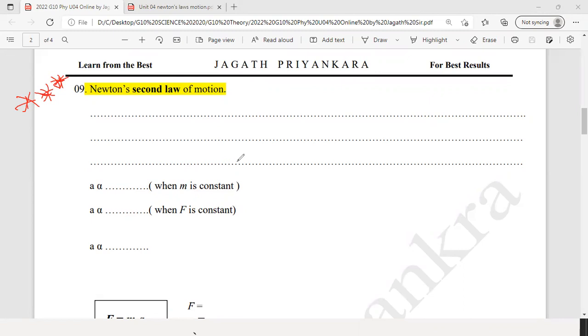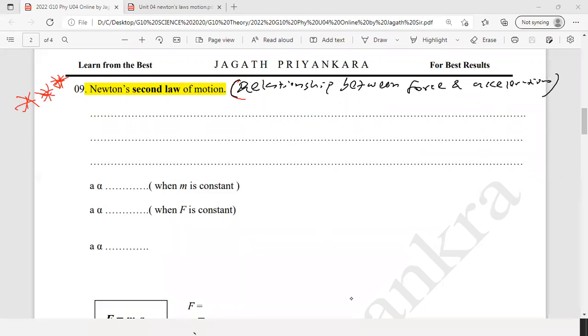Okay, before you write, forget about the law. Let's see. Newton's second law of motion is about the relationship between force and acceleration. The relationship between force and acceleration.